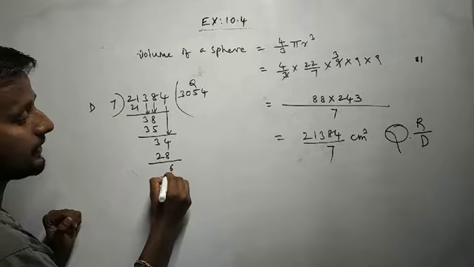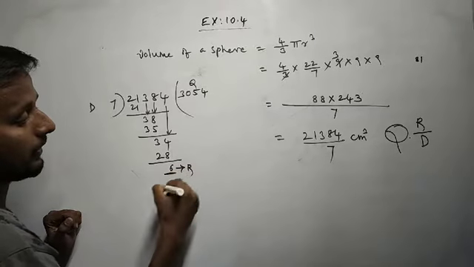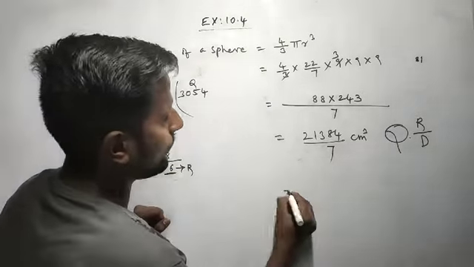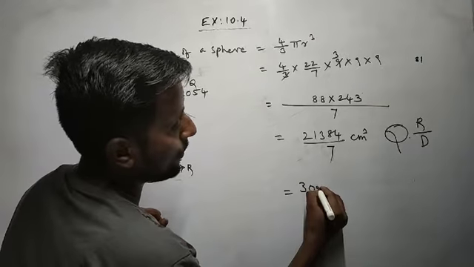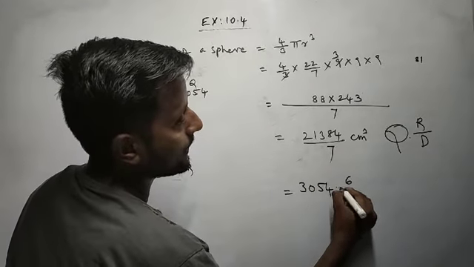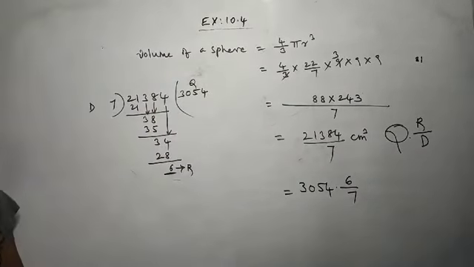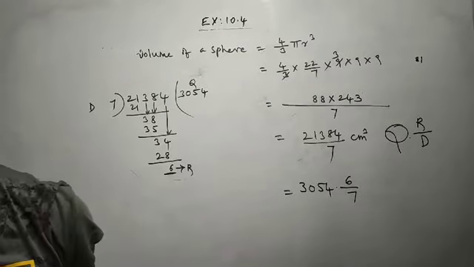28. 6 is a remainder, right? It is a remainder, correct? So in QRD form, Q is 3054 into 6 by 7. That is our value, right?